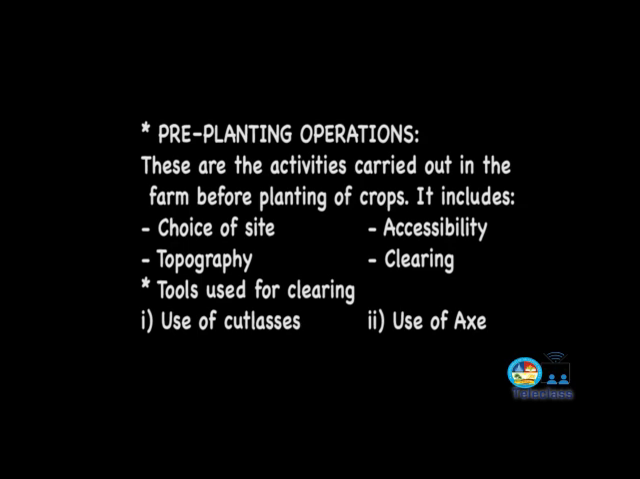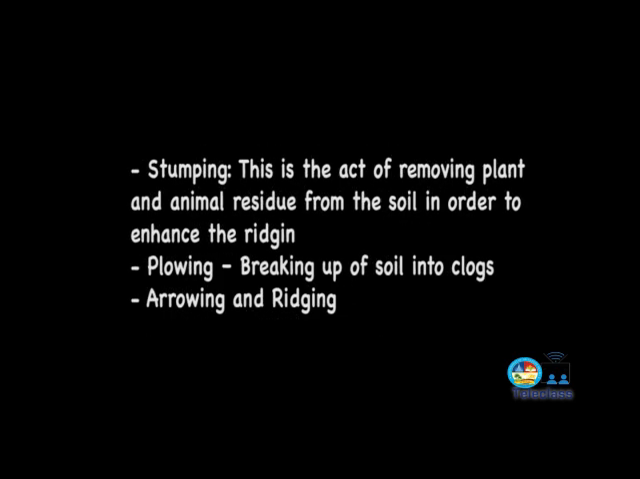Number two is clearing. After choosing your site, you clear. During clearing, there are certain tools that can be employed, like the simple farm tools, the normal cutlasses. At times, we use the axe to cut down big trees during clearing. Then after clearing, number three is stumping. Stumping means removing of plant and animal residue on the soil in order to enhance the ridging or making of mounds.